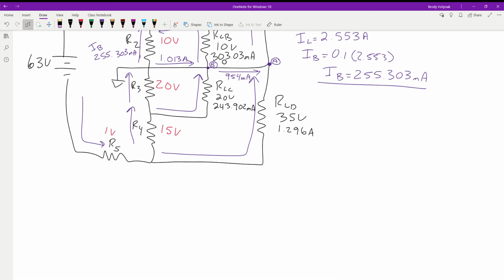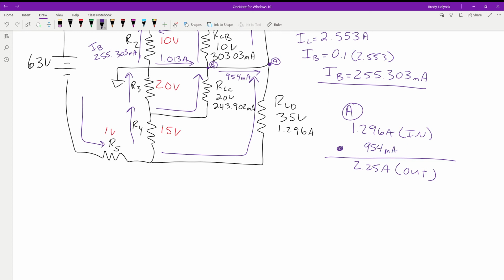So another way to look at this. At node A, we'll go back a step. We got 1.296 amps going in. We have 2.25 amps going out. And we have one more connection going into that node. So we have to have enough current coming into this node to equal what's going out. And that's where we had the 954 going in.